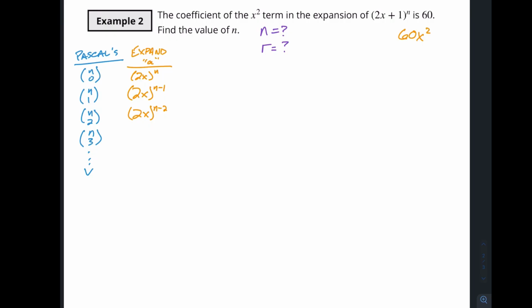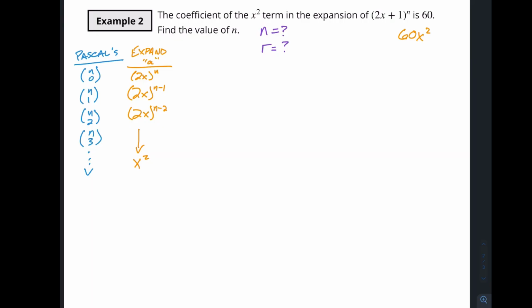Well, wait a minute. What's going to happen? This thing is going to go on forever like this, and I'm never going to get to my x squared term because I don't even know where I start. So I'm just going to keep on taking a value for n infinitely. So I have to figure out a way. How do I get in here to figure out what that r value is? So what I'm going to do is switch this from 2x plus 1 to 1 plus 2x to the nth power.